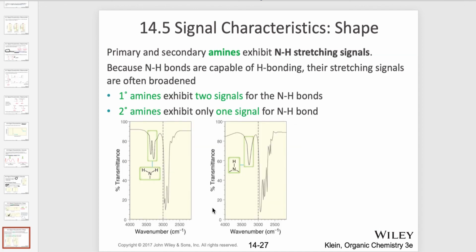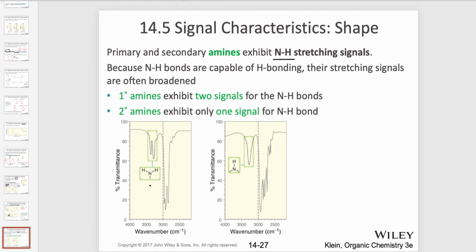So we're looking at different shapes as well. So we have primary and secondary amines. And if we have NH stretches, remember, on the left-hand side of your IR spectrum, that's where your oxygen-hydrogen bond is, your nitrogen-hydrogen bond is. And here we see something really interesting. It's really very powerful. We can determine whether we're dealing with a primary amine or a secondary amine.